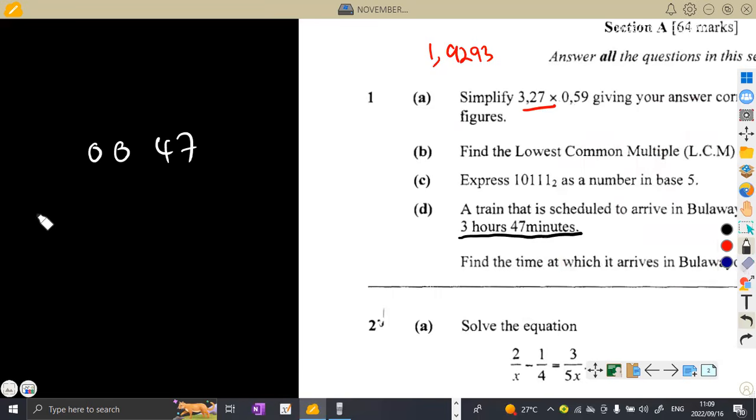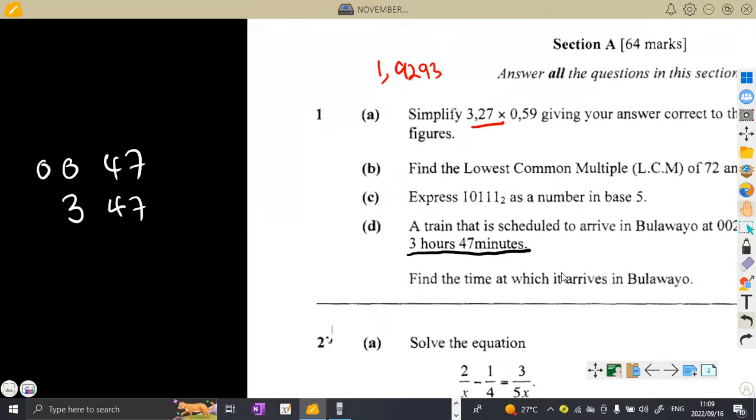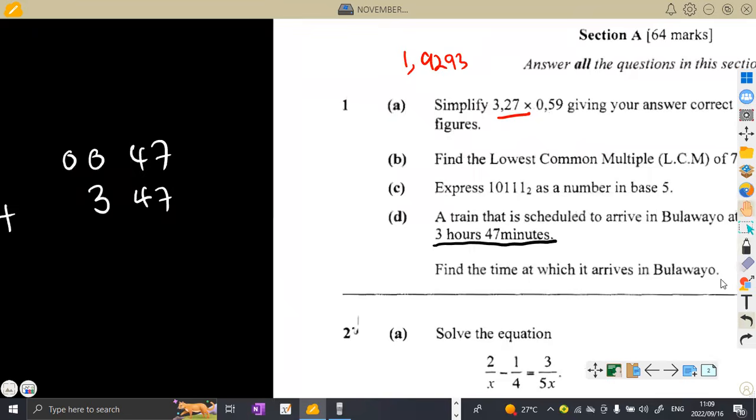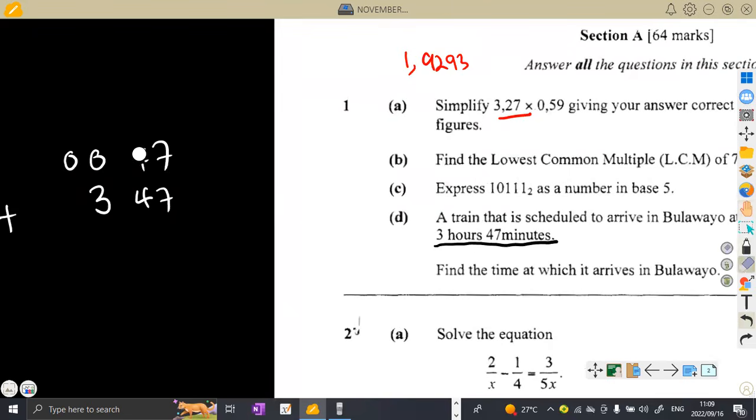So we add 3 hours 47 minutes to that. So it's 3 hours 47, and the scheduled time is 0027. All right, so this is 27.